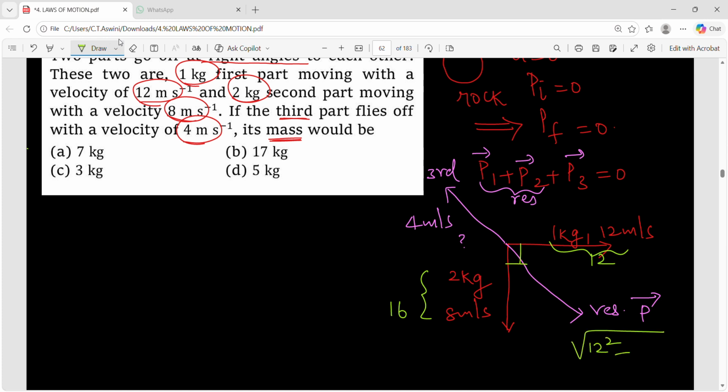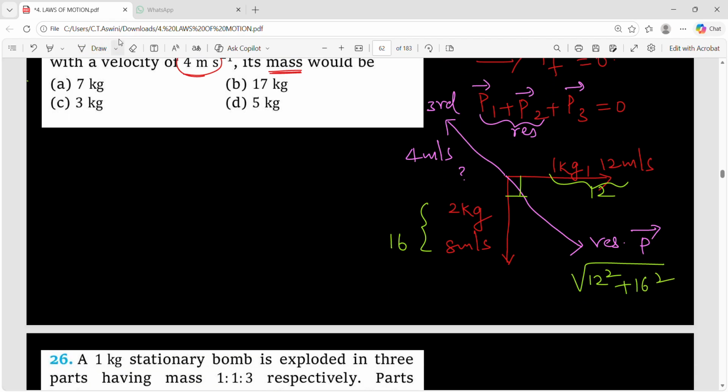They are at 90 degrees. So 12 square plus 16 square. See, the data is also not changed. So 12 square plus 16 square, you will get root 400. So that means 20 Newton second. This is the momentum, resultant momentum.